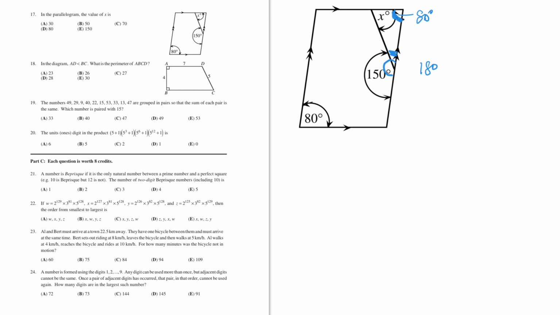So inside the triangle, the angle equals 180 minus 150, that's 30. So the angle is 30. The sum of the interior angles of the triangle is 180, equals x plus 80 plus 30. That means x equals 180 minus 80 minus 30. That's 70. So the answer is C.